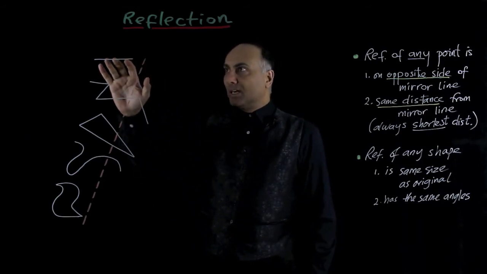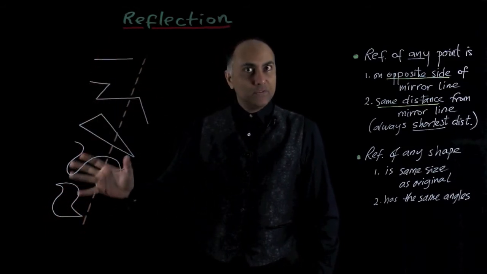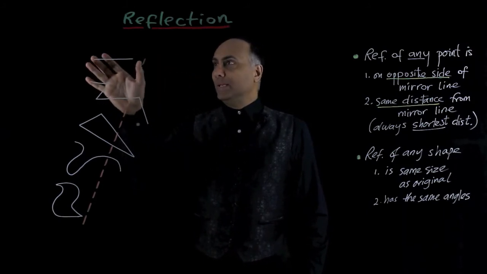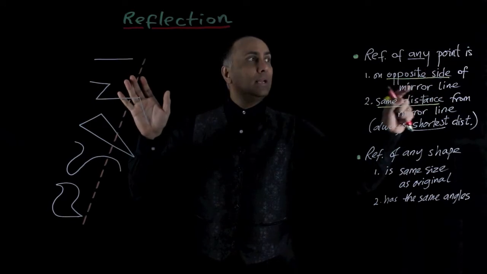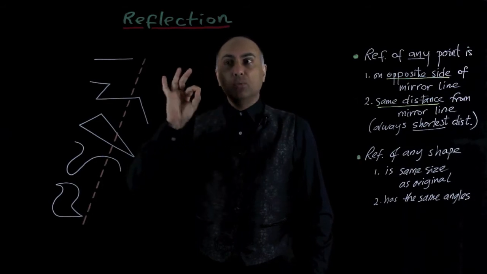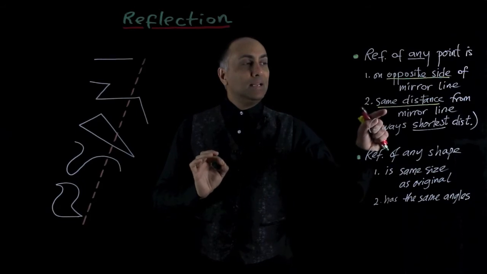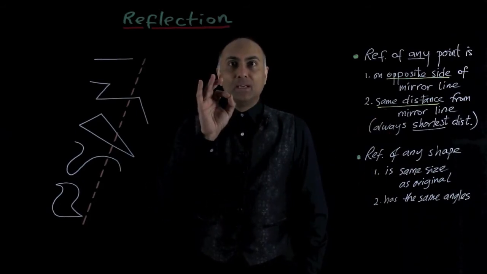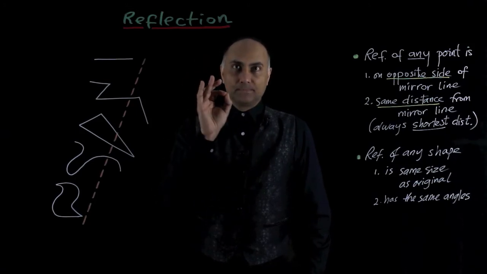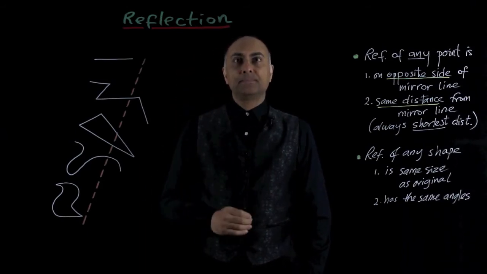And I'm going to start with the simplest line, which is a straight line, and work my way to a curved shape. With any point, the reflection is on the opposite side of the mirror. That's the number one thing, that the reflection of any point will be on the opposite side of the mirror. And the other thing is that the reflection of the point will be exactly the same distance as the original point. But of course, the reflection is on the opposite side of the mirror.